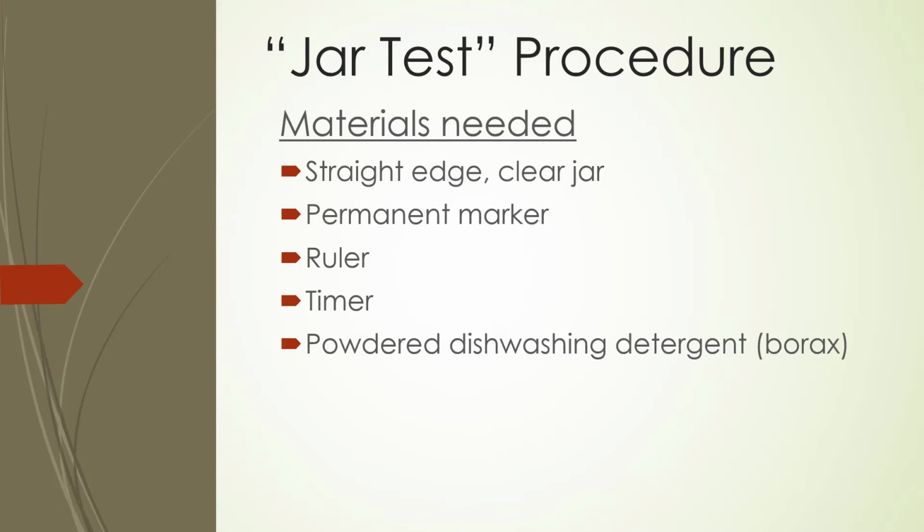So today I'm going to be showing you how to use the jar test method for textural analysis. First, you'll need a clear jar. Old salsa or pasta jars will work the best, just make sure they are clear. Glass also works better because it is easiest to see through. You'll also need a timer, ruler, and permanent marker for taking measurements. Lastly, you will need some form of powdered dishwashing detergent. In this video, we used borax.